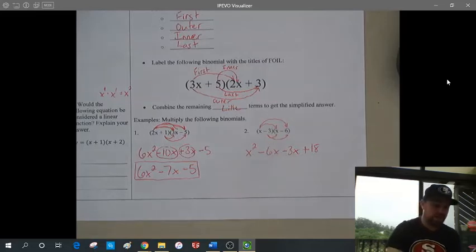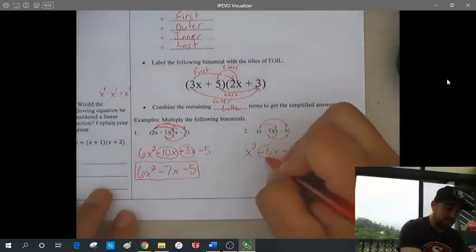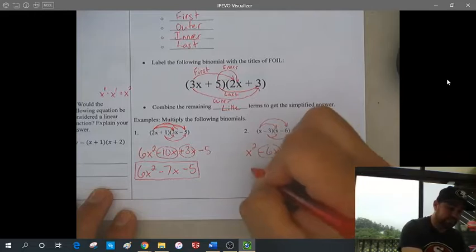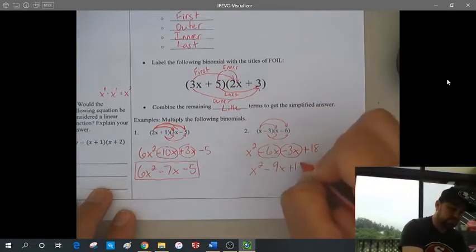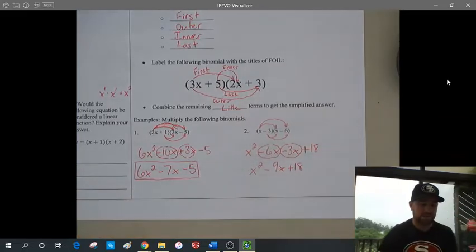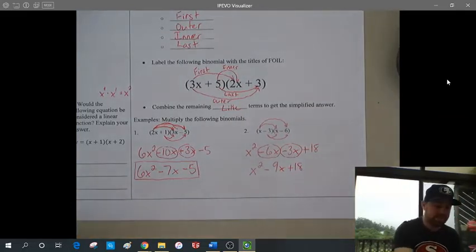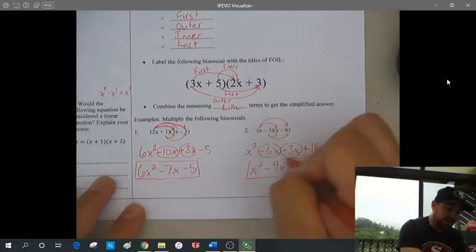Okay. Now I look for like terms, and once again, I have a pair of x terms here in the middle. So I get x squared minus 9x plus 18, and that's my simplified answer.